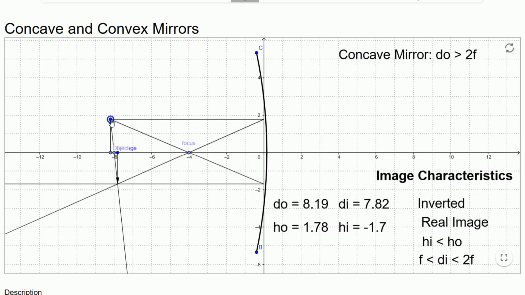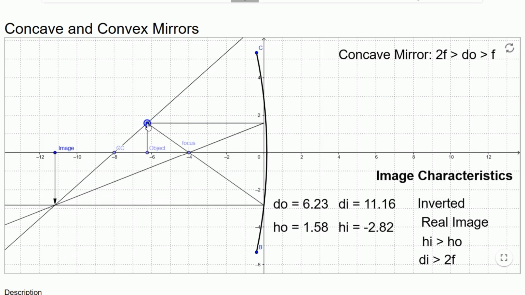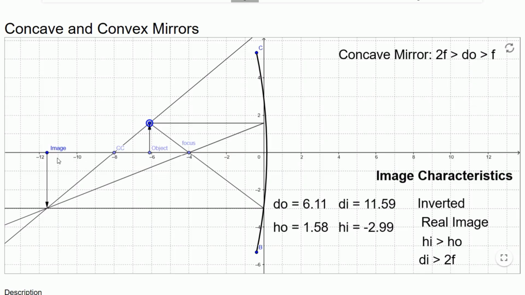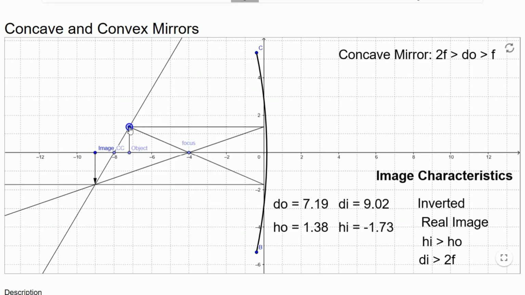it is a bit difficult to place it exactly at C. But if it is exactly at C, the image is also at C, and they have the same size. If between the center of curvature and focus, as you can see, our image is definitely bigger than the object.